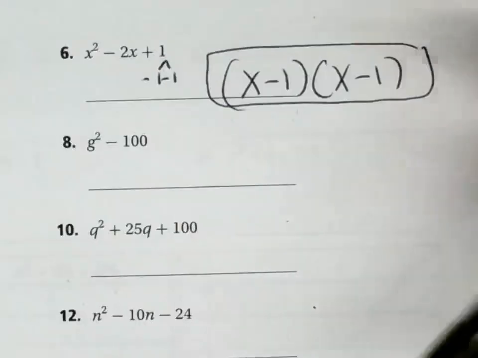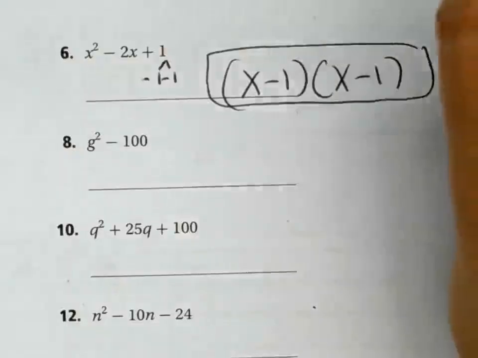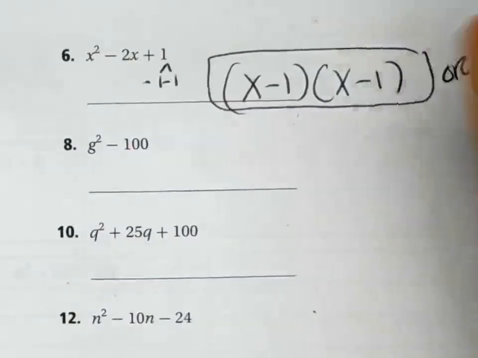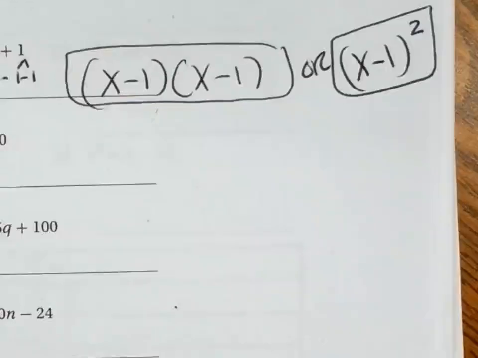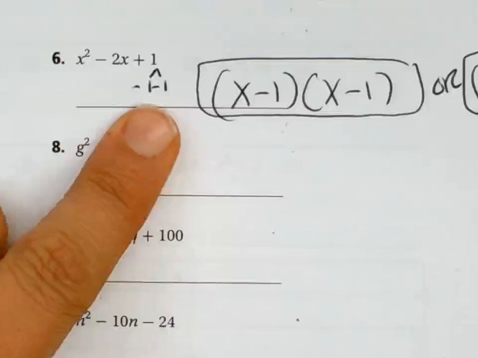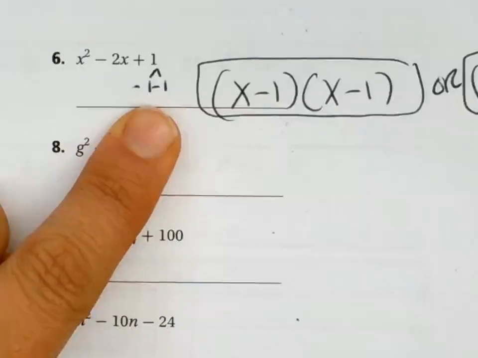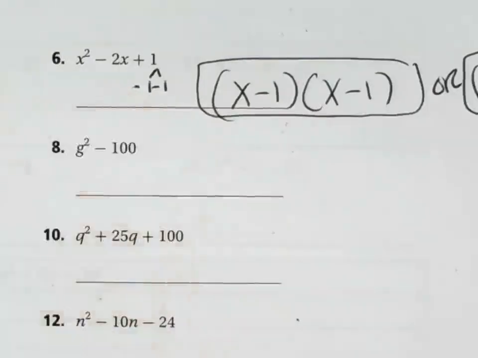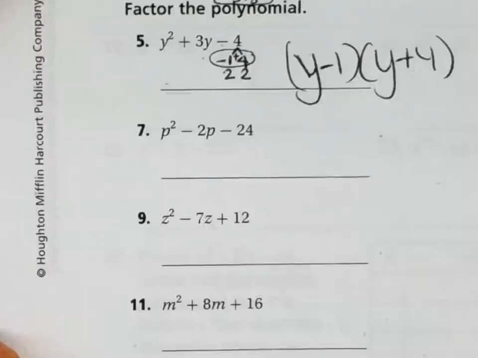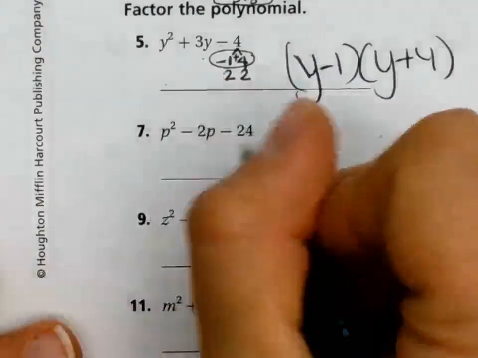You guys get x minus 1 times x minus 1. Another way you can write this is x minus 1 squared. Your only factors were 1 times 1, and negative 1 plus negative 1 is negative 2. Number 7.